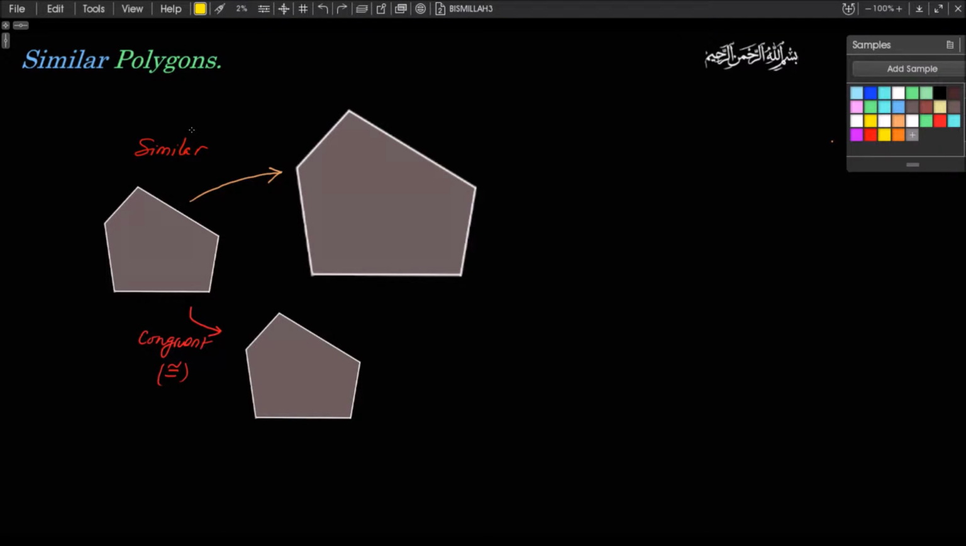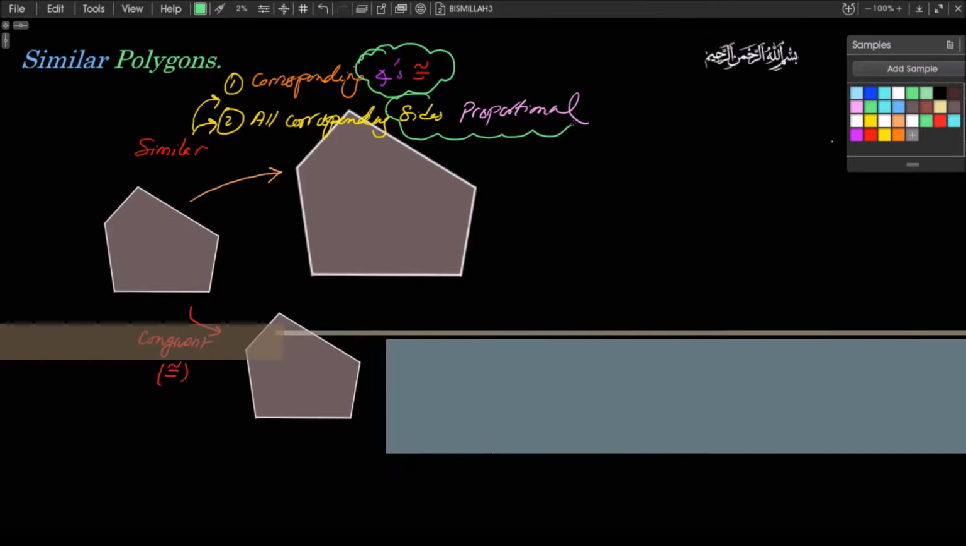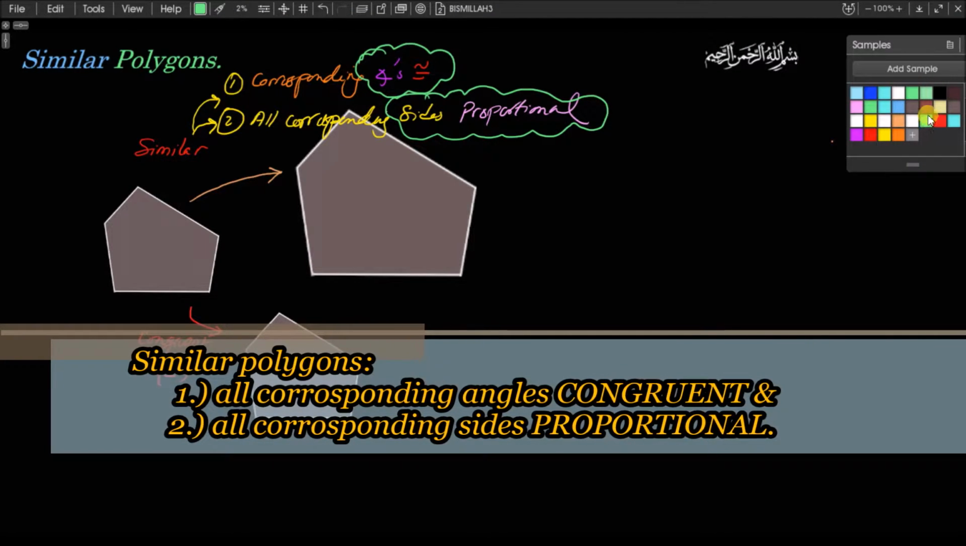There are two defining features, in fact, of similar polygons. The first defining feature of similar polygons is that all corresponding angles are congruent. But that's not the end of it. The second important feature of similar polygons is that all corresponding sides are, what do you think? Proportional. So those are the two defining features of similar polygons.